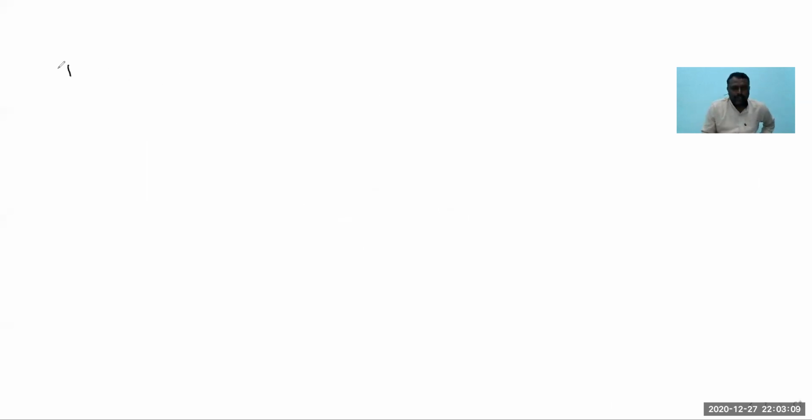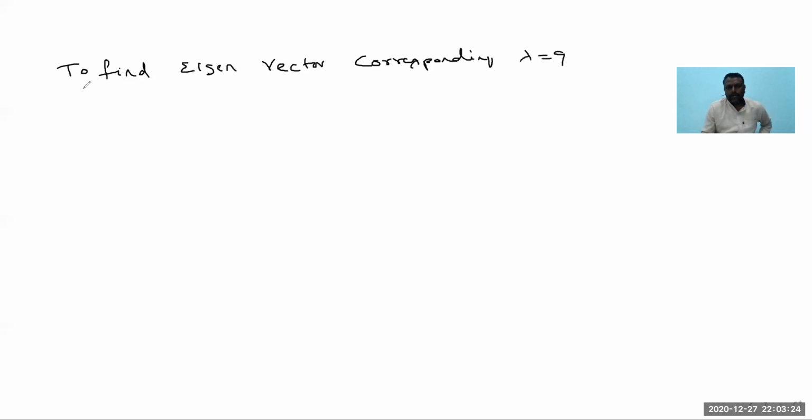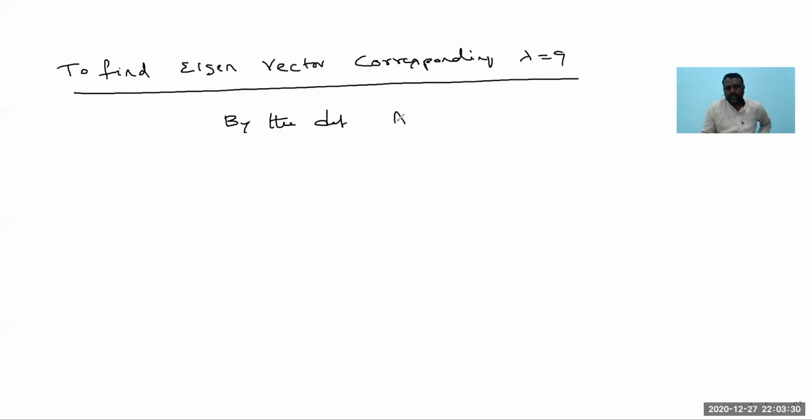To find the eigenvector corresponding to lambda equal to 9, by the definition, (A minus lambda I) x bar equal to 0 bar.